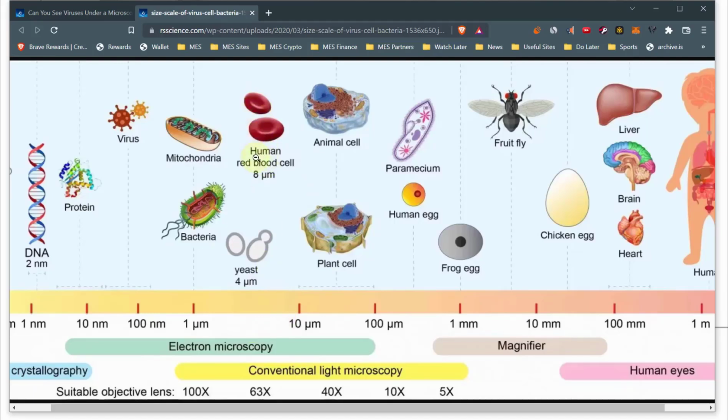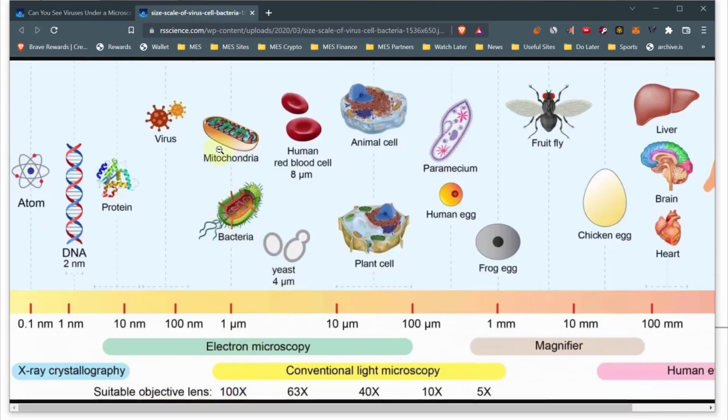The human red blood cell is 8 micrometers. Now we have yeast, which is fungi, at 4 micrometers. Now we have bacteria at the 1 micrometer range. Let's move this over to the left. Mitochondria are also at 1 micrometer, and you can see the mitochondria is inside here. Let's continue further.